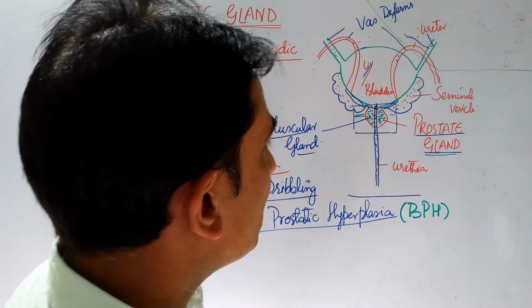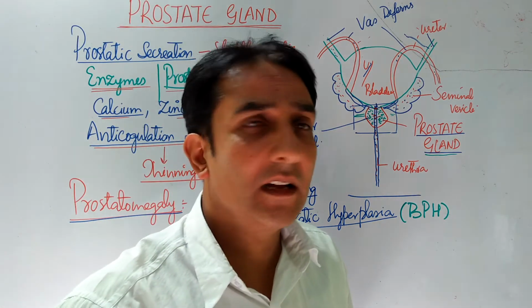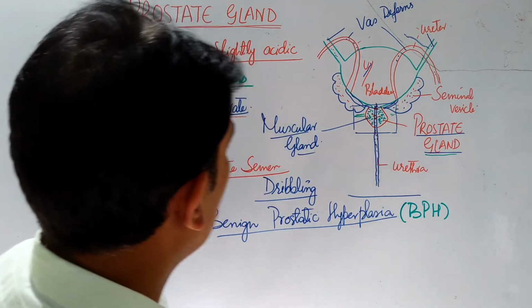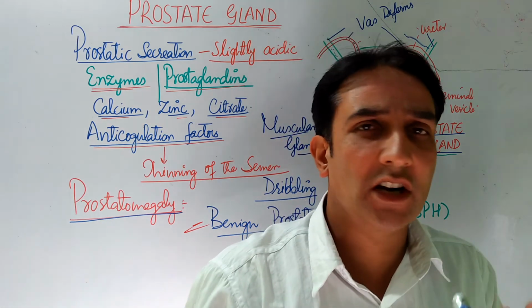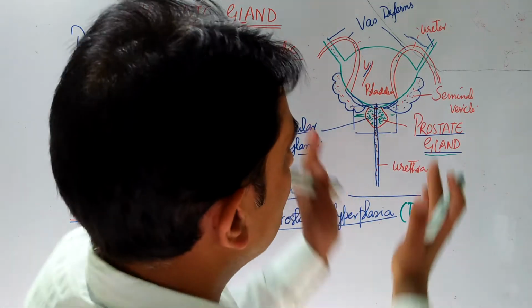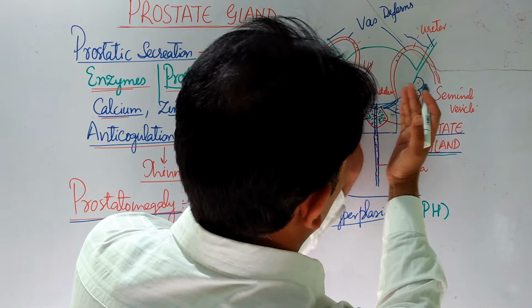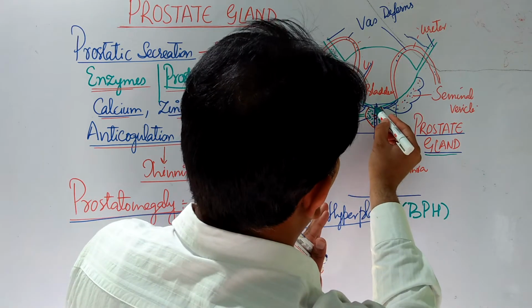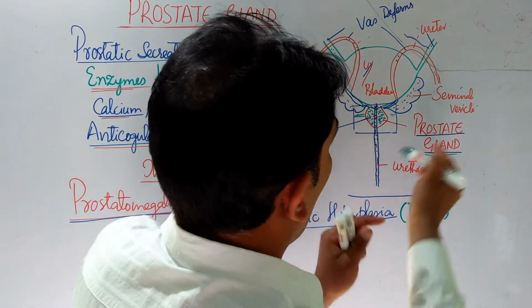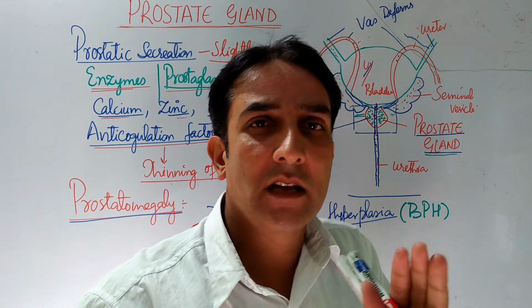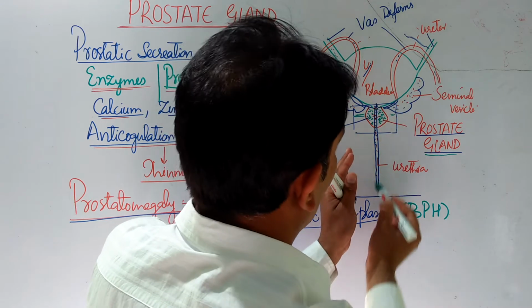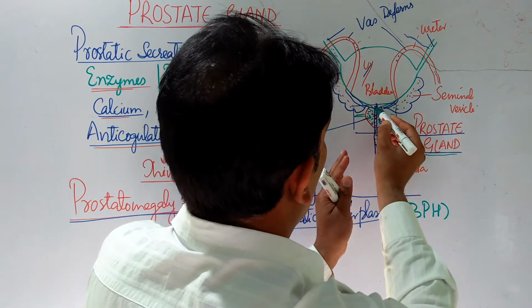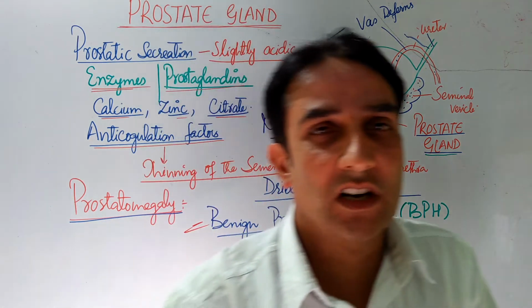Now, when we try to understand the functions of the prostate gland, we see that it's a muscular gland, and once it has to release its secretions into the urethra, what happens? This muscular gland contracts. By contracting, it blocks the urethra. So at that very time, when the prostate gland is pouring its secretions into the urethra, the urine may not pass through the urethra, so it gets blocked by the contraction of the prostate gland.